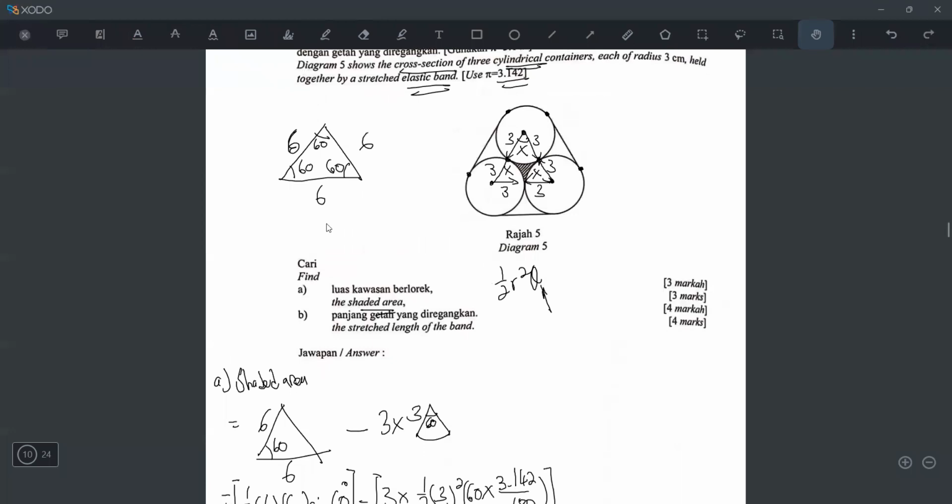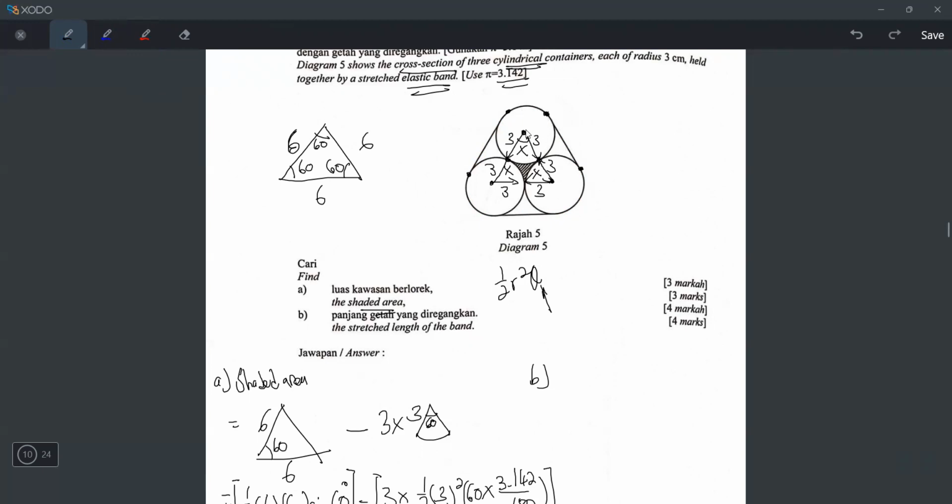B says, find the stretch length of the band. So what they ask is the length of the rubber band. But if you look at the length of the rubber band, it's here, here, here, here, here, here, right? So how to find the length of that? Okay, let's think about this. Do you remember I mentioned just now this band touches this circle at one point?